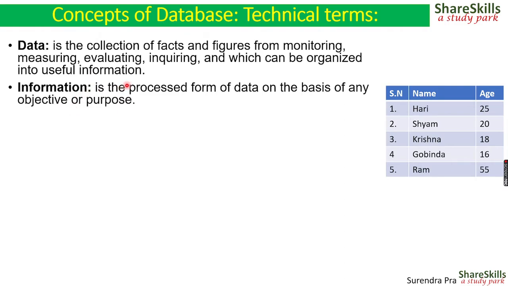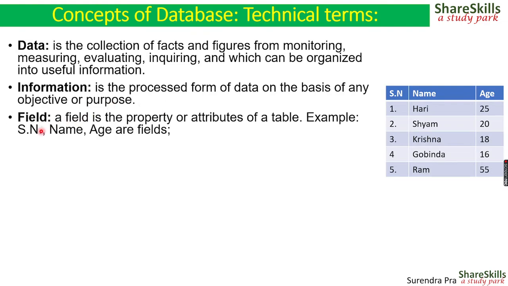So data are important for us everywhere. We need data to express our feelings or to use our mind to make decisions. Next is informations. When we organize our data in proper form, that becomes the informations. So informations is the processed form of data and the basis of any objectives or purpose.